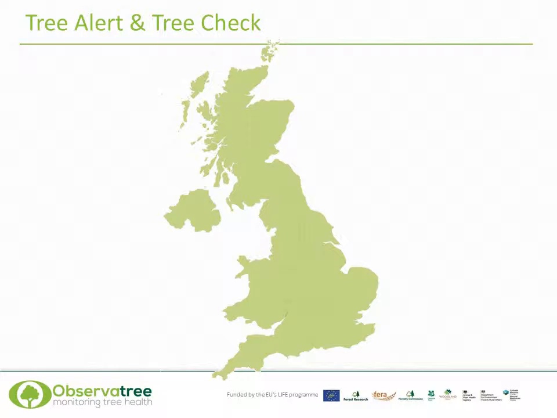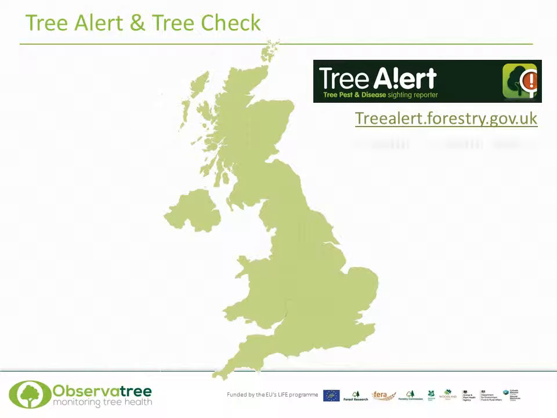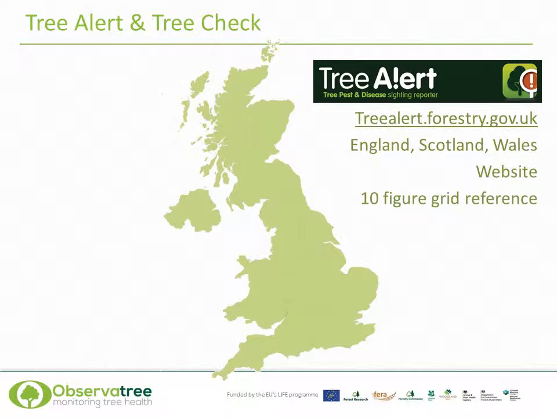Once you have collected your information, you will then need to report what you have recorded. As discussed in video 1, there are 2 different ways to do this in the UK. As a recap, Tree Alert is a website for recording in England, Scotland and Wales. It relies on users inputting their location directly as a 10-figure British grid reference or using the UK Grid Reference Finder website, which we will look at a little closer in the next few slides. Tree Alert was created and is managed by the Forestry Commission and the data is sent to Forest Research.